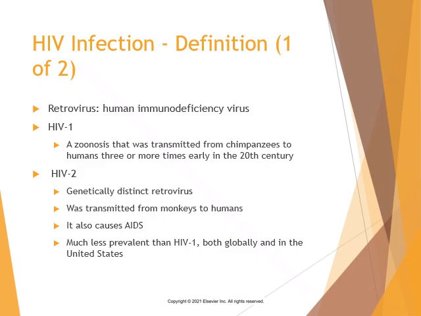And this is a retrovirus, human immunodeficiency virus. We have HIV-1, HIV-2. HIV-1 was first transmitted from chimps to humans back in the early 20th century. HIV-2 is a genetically distinct retrovirus transmitted from monkeys to humans. HIV-2 is the one that causes AIDS. It is much less prevalent than HIV-1, both globally and in the United States.